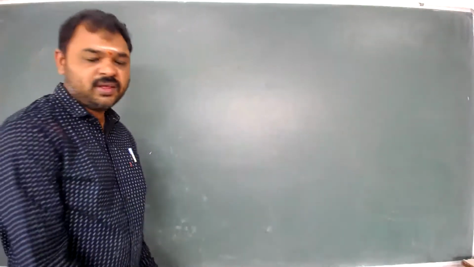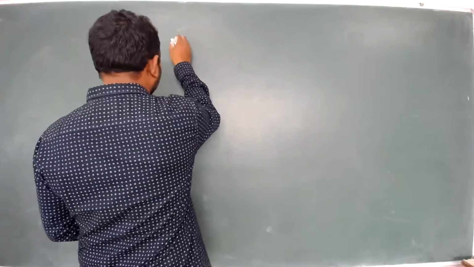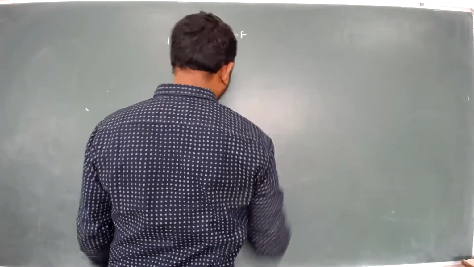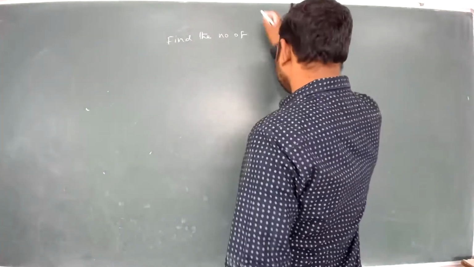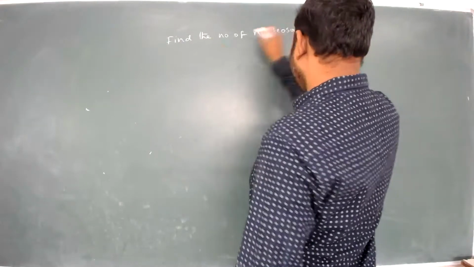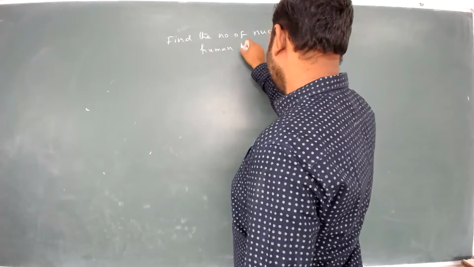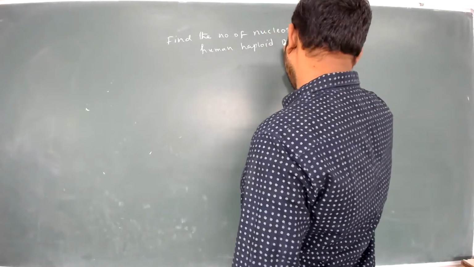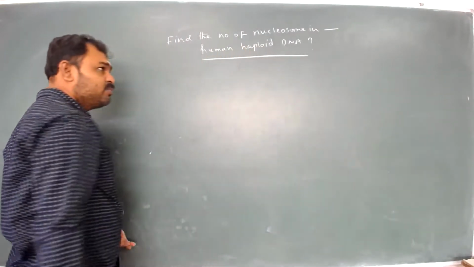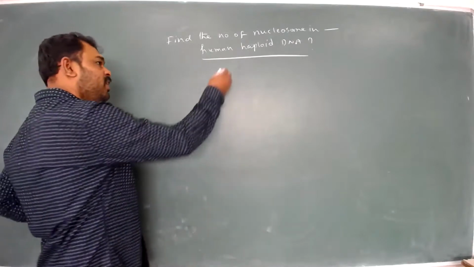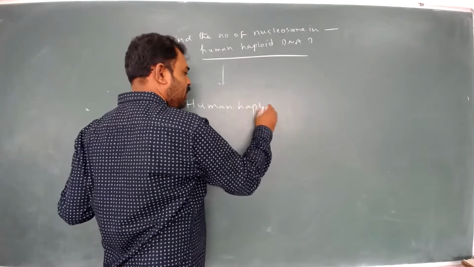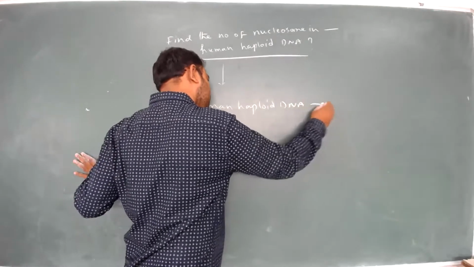You see this one here. Find the number of nucleosomes in the human haploid DNA. My question: find the number of nucleosomes in the human haploid DNA. What is the human haploid DNA?